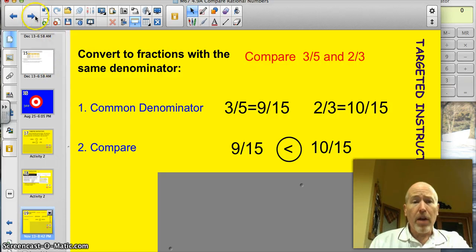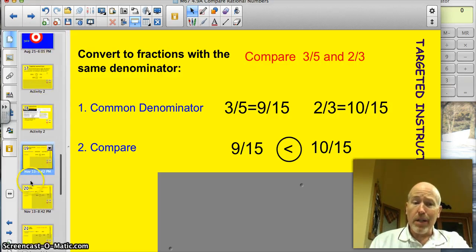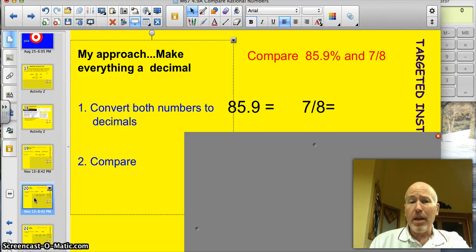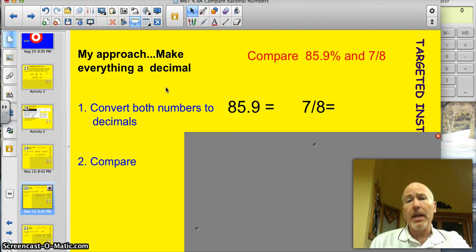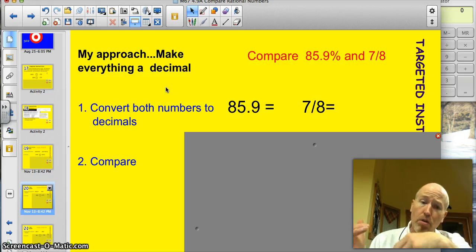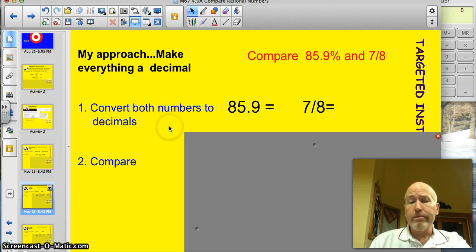You can always convert to fractions. I got to be honest with you. What did I say right off the bat? I think the rule of the day is to convert everything to a decimal. So here it is, my approach. Make everything a decimal. Step 1, convert both numbers to a decimal. We got to compare 85.9% and 7/8. So let's convert them both to decimals.